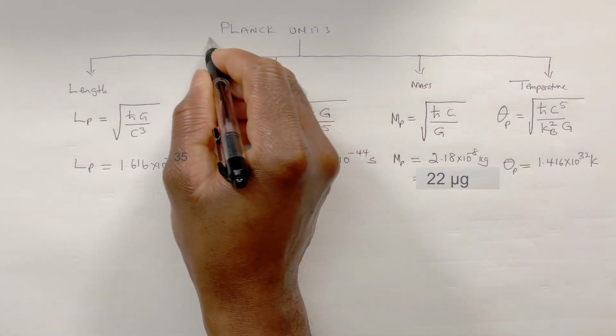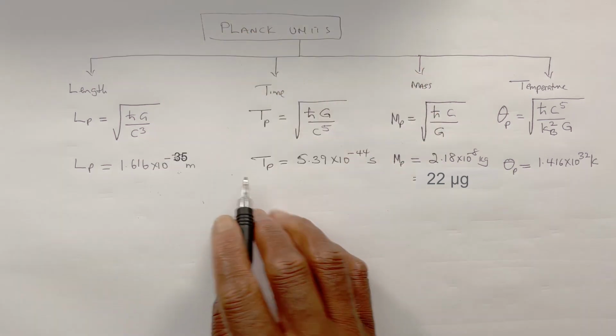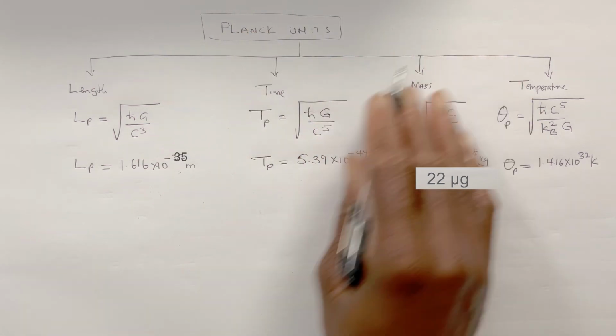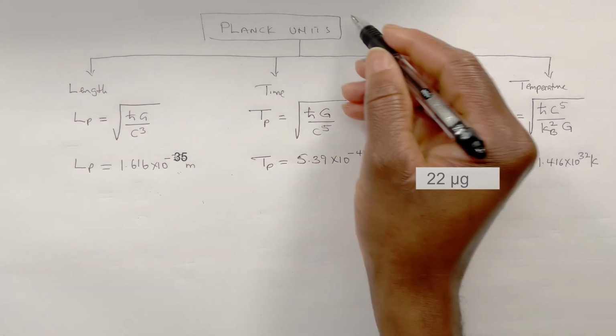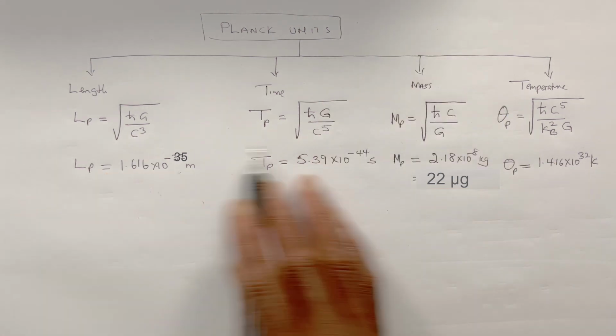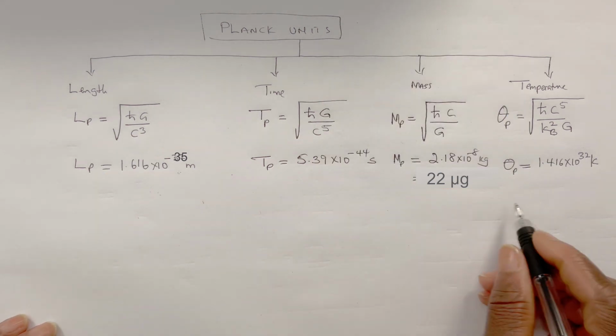So that was the derivation for the Planck units without using dimensional analysis. The next derivation for the Planck units is to use dimensional analysis to derive the same thing. So that's the next step.